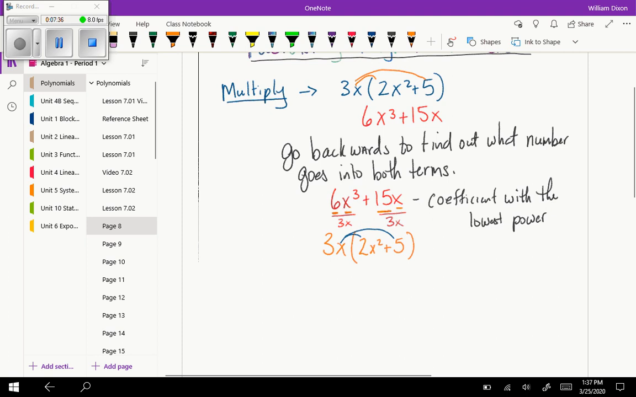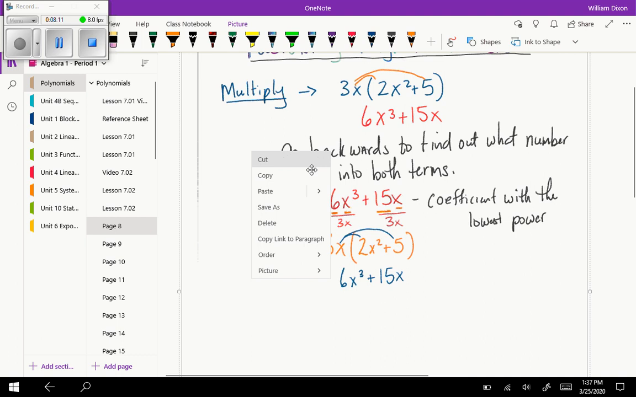So here I go. I have 3x times 2x squared. That's going to be 6x to the third. All right, and then I have 3x times 5. That's going to be 15x. All right, so that's the first example of our factoring using the greatest common factor. Again, that's what you're going to always look for when you're factoring these binomials and these trinomials. Greatest common factor is always what we're going to look for first. All right, let's take a look at another example.